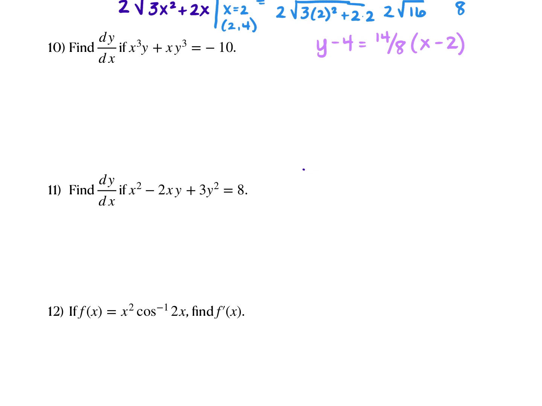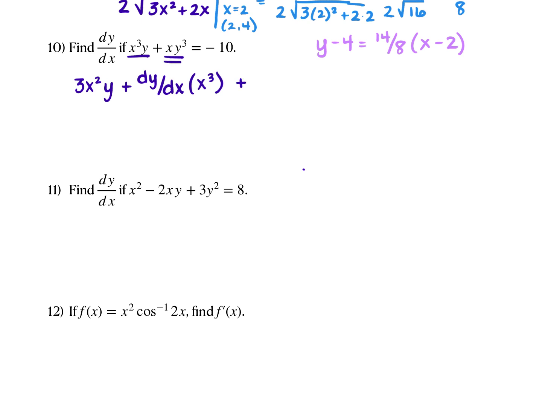So derivative of x cubed is going to be 3x squared. And then, so that's u prime times v plus v prime is dy dx times u, which is x cubed. So that right there is product rule for just this first piece. Okay, plus, now let's do this piece.